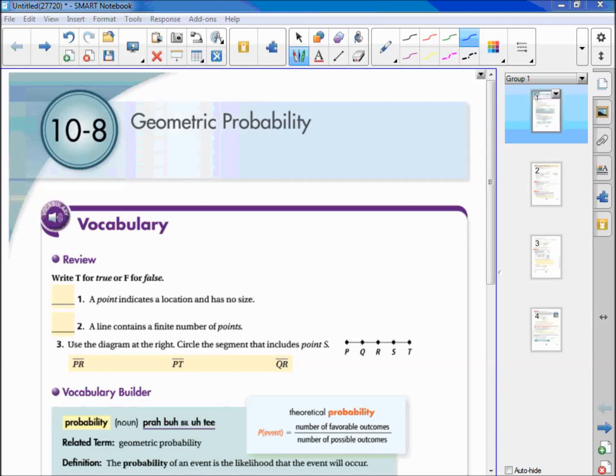Hello again, welcome to another lesson in geometry. Today we are covering section 10-8, geometric probability, and this is our last section in chapter 10.